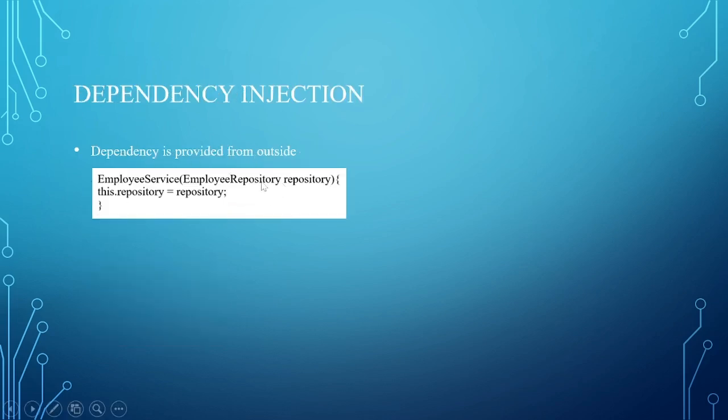Here we are passing the employee repository through the constructor. Employee service is no longer creating the repository. Someone outside the class creates the repository and gives it to the employee service. This is called dependency injection. In simple words, dependency injection means providing a class with the dependency it needs.